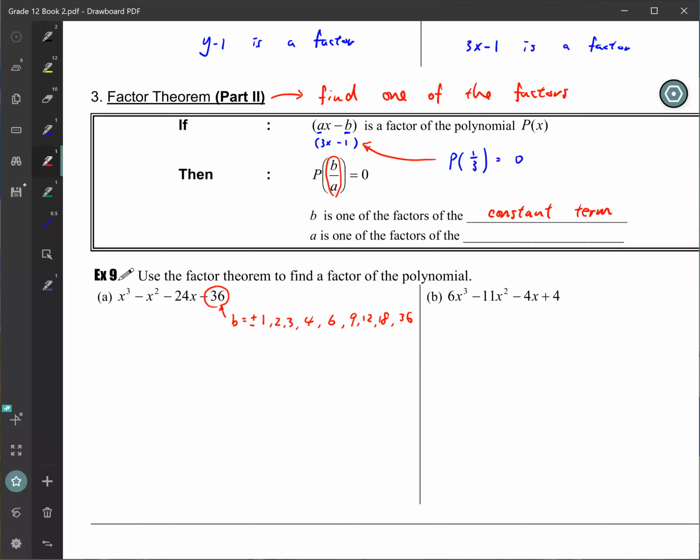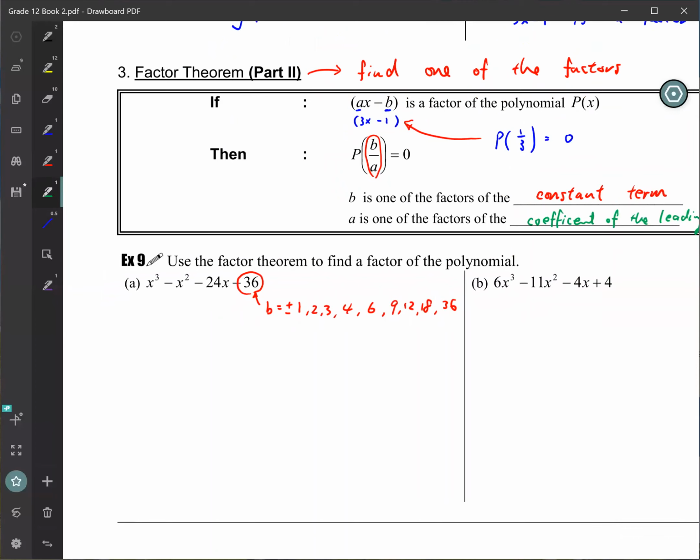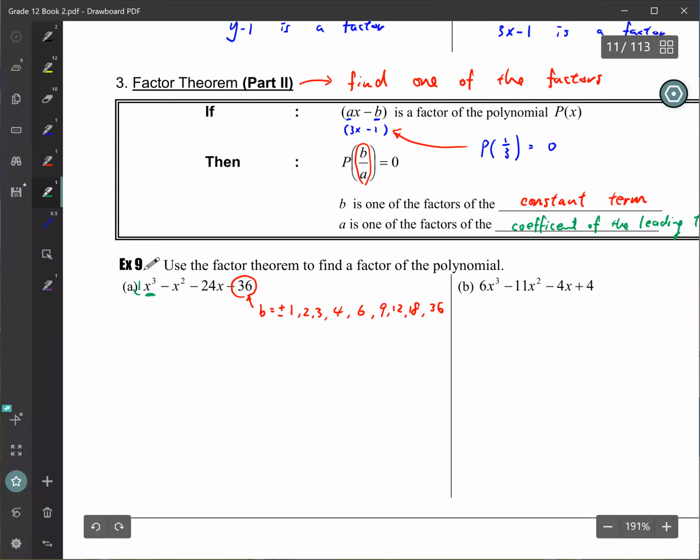Now a. To get the a, it will be one of the factors of the coefficient of the leading term. Leading term means the highest degree term. The one that has the highest degree is x cubed, so the coefficient of that is 1. So the a will come from the factors of 1. In this case, it's just plus minus 1.